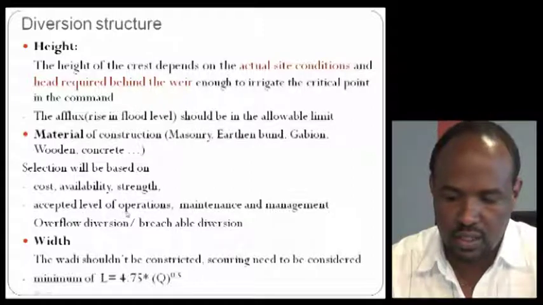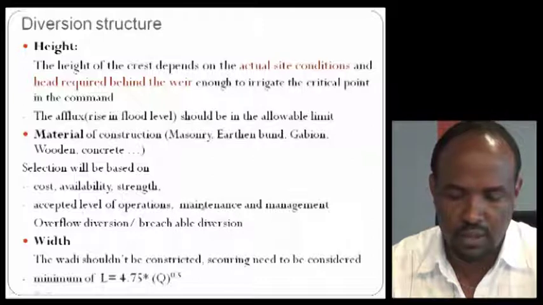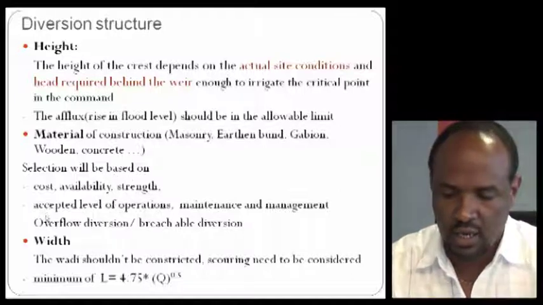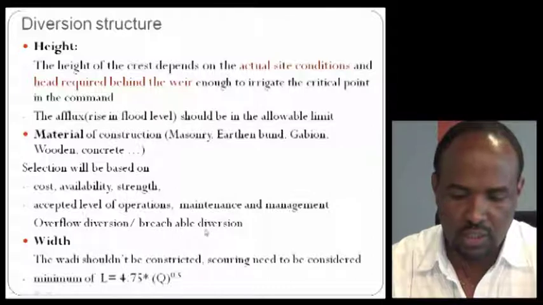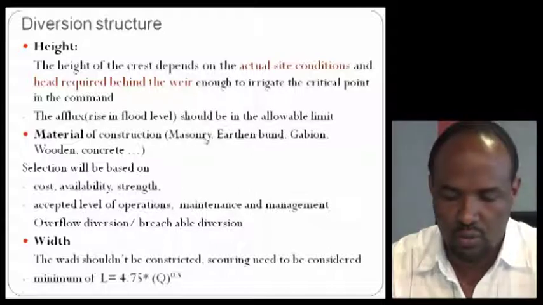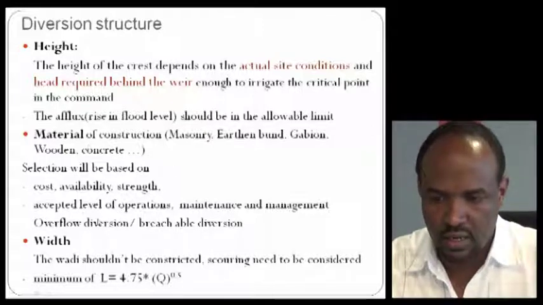And also it needs to consider the accepted level of operation, maintenance and management. Well, if we do earthen bunds, but the farmers association or the agency which is going to maintain the structure is not there to maintain it whenever it is breached, then that will be a problem. Therefore, the accepted level of operation, maintenance and management has to be known so as to select even the material of the structure itself. And also knowing whether it is an overflow diversion or a breachable diversion is an issue, because if we are designing the system to be breached, then we may not need to fully design with concrete or masonry structures. And therefore these issues need to be considered to design the diversion structures.